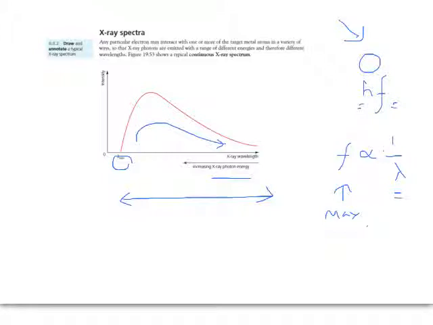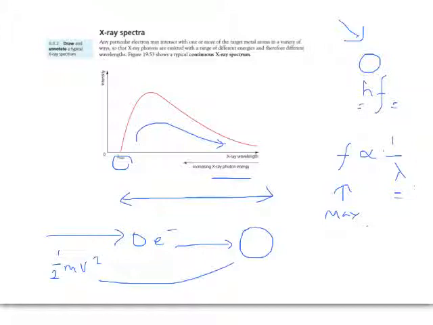Now, why do we get these different types of wavelength? Well, it depends on the electron's interaction with the target material. So if you imagine an electron that has loads of kinetic energy, half mv squared, and it collides with an atom, in that collision, some of that kinetic energy goes to the target material. It excites the electrons in the target material, and some is given off as a photon.